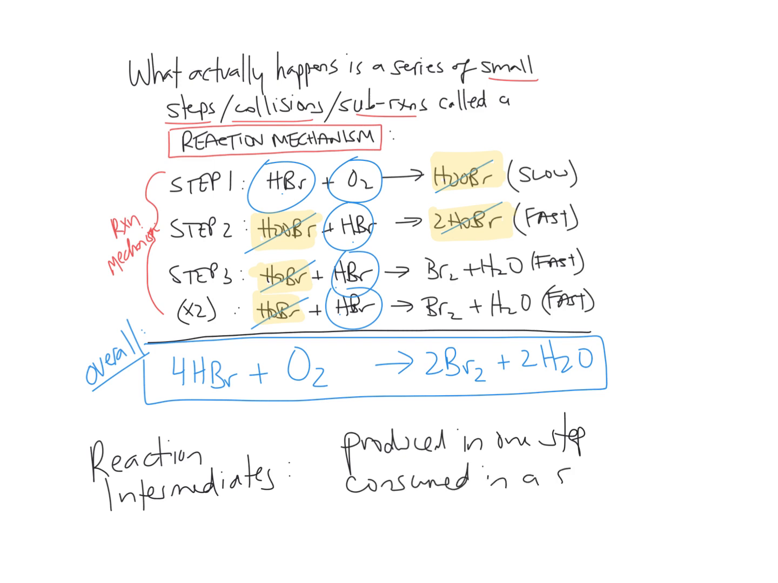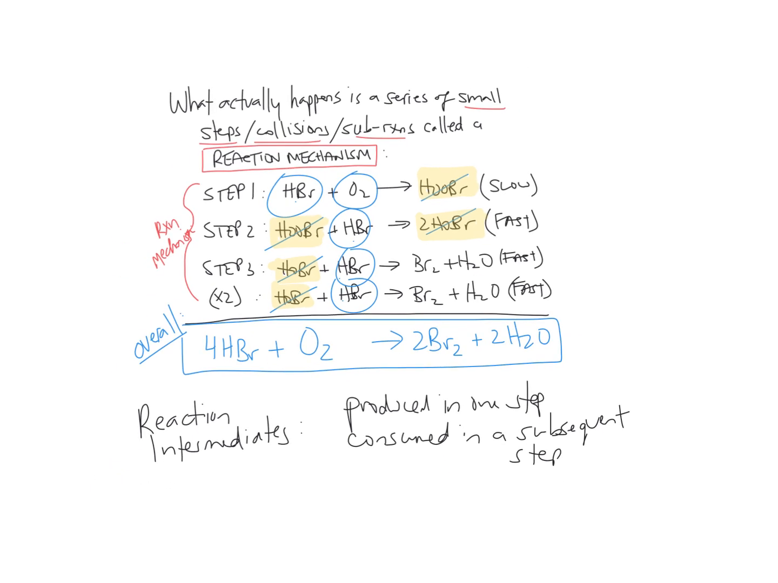Not necessarily the very next step, but they're consumed in either the next step or a step somewhere thereafter. These reaction intermediates can form little temporary species that exist, but they don't exist in the overall equation. That's the other thing there. They are not found in the overall equation.